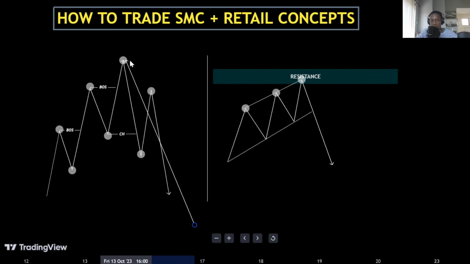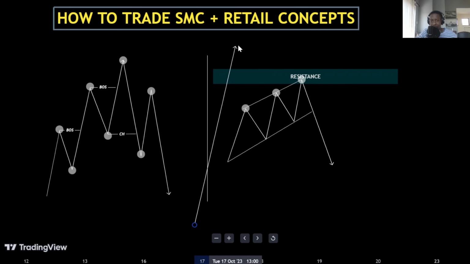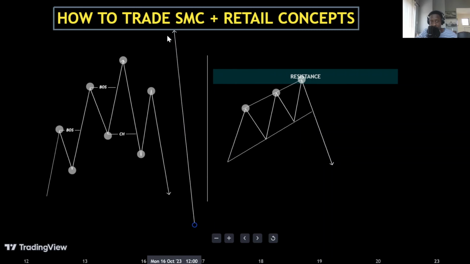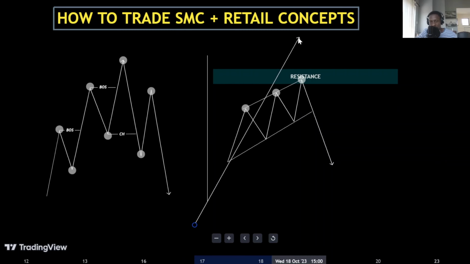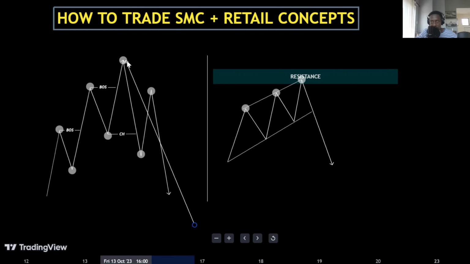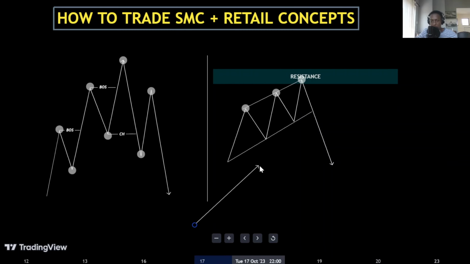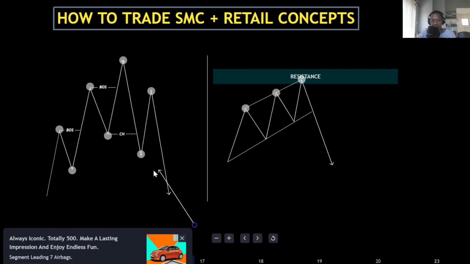Imagine now, you'd probably sell it over here if you were trading retail concepts. You would manage to get the sell over here. But if you were trading SMC, you could only get the sell over here. If you're trading retail concepts, you could definitely catch a sell right at this point. But like I said, it's different for breaks of structure or trend continuation.